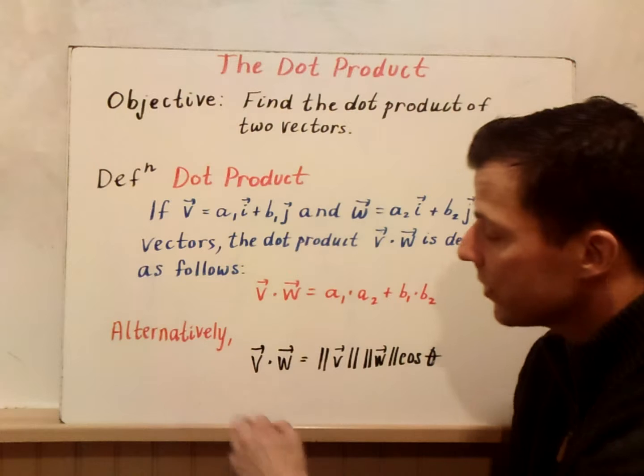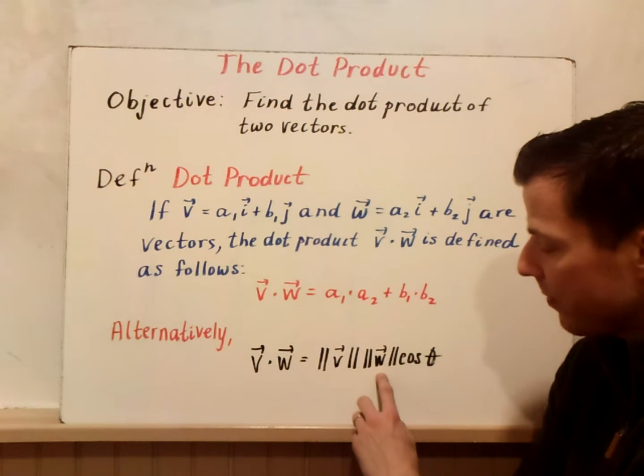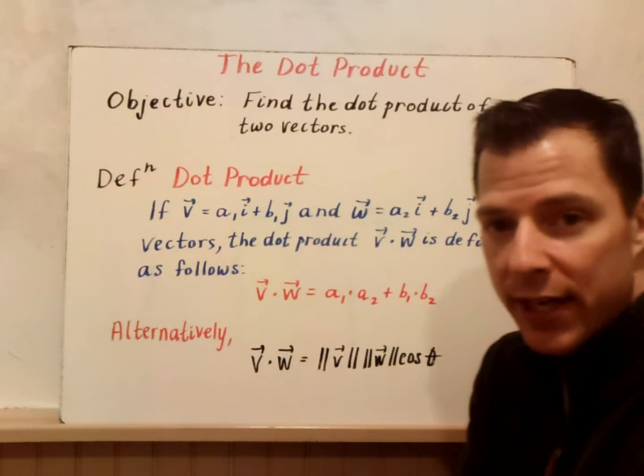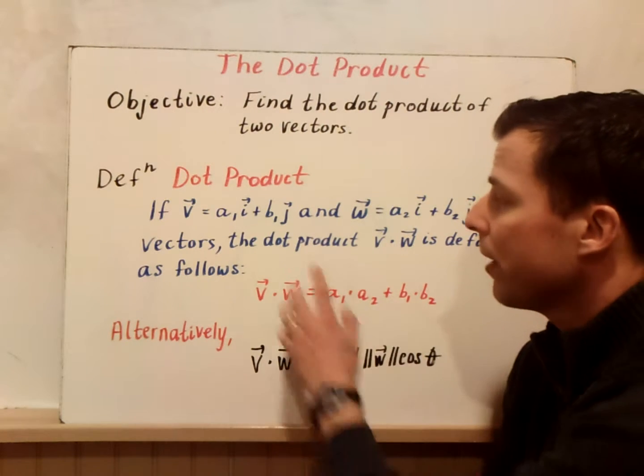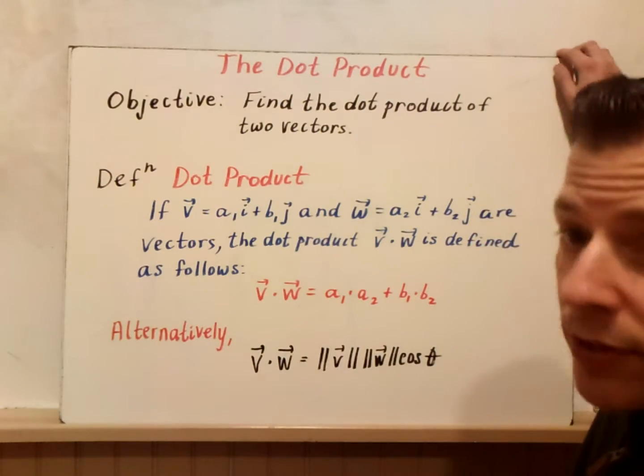Alternatively, if you use the law of cosines, you can come up with this little definition where it's the magnitude of vector v times the magnitude of vector w times the cosine of theta. So we're primarily going to be using this top definition here. So let's look at some examples of the dot product.